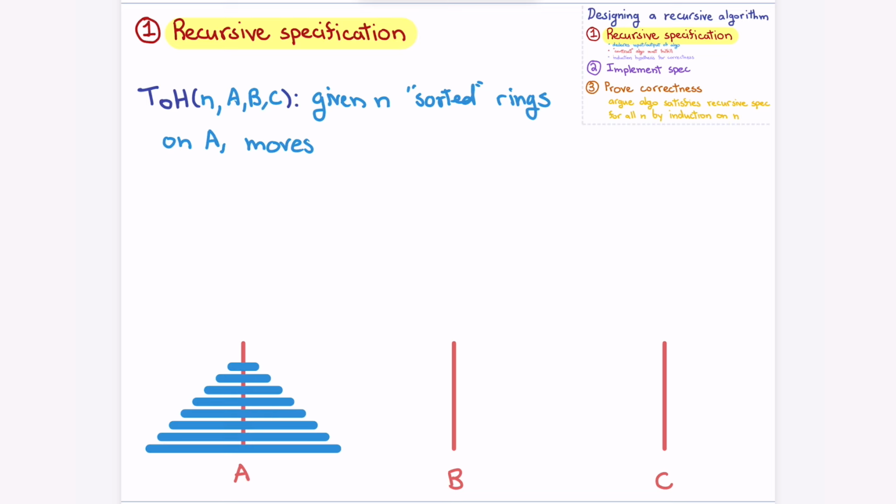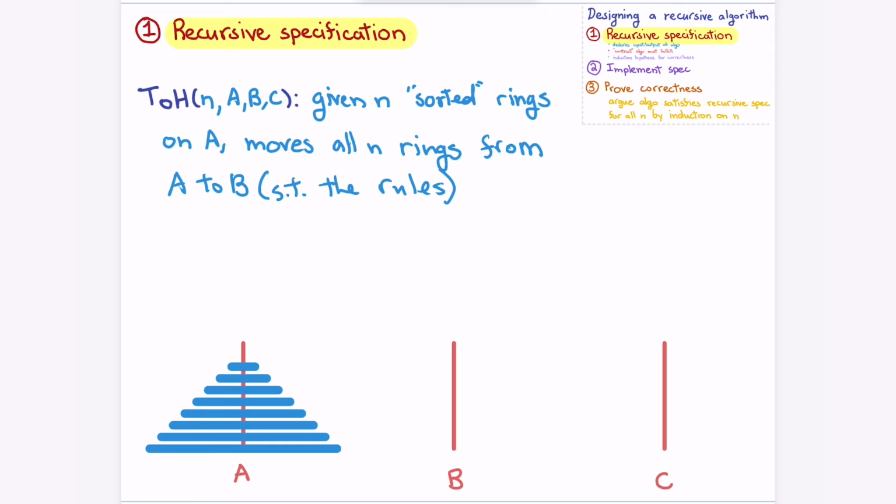So I'll write sorted as something referring to the rules that they have to be in order and things like this. Moves all n or top n rings from A to B, subject to the rules of Towers of Hanoi.